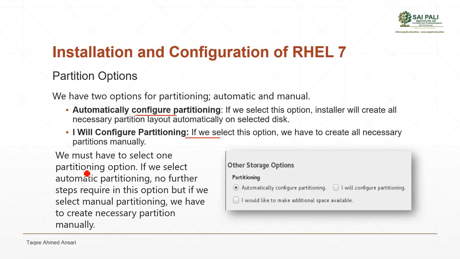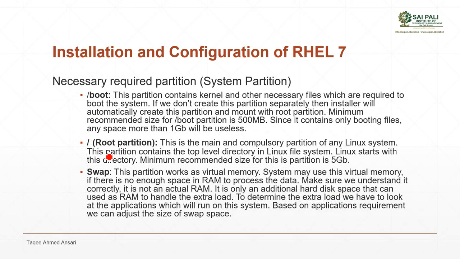So we must select one partitioning option, either this one or this one. Now no further steps are required in this option, but if we select the manual configuration, we have to create the necessary partitions manually. Remember the necessary partitions I am talking about. So what are the necessary required partitions we have in Linux?